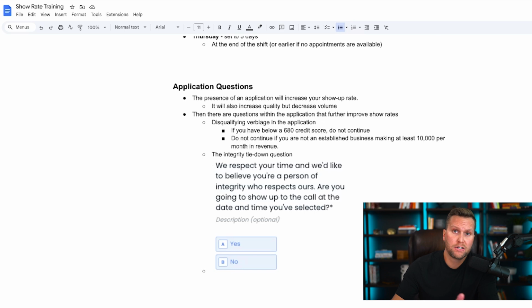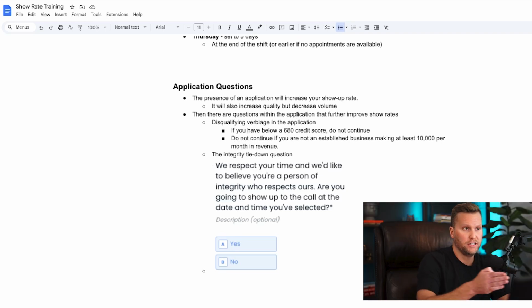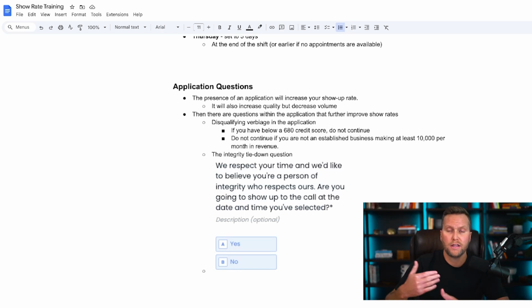And you can also use the application to disqualify people who would not be a good fit, and maybe lower quality applicants who wouldn't even show up to begin with. So the mere fact that you have an application is going to increase your show rate. I will say one caveat is that it will also increase the quality, but also decrease the volume. So the more friction that you give people to book an appointment with you, so the more steps or hoops that they have to go through, it will increase your cost per appointment, but will also increase your quality.